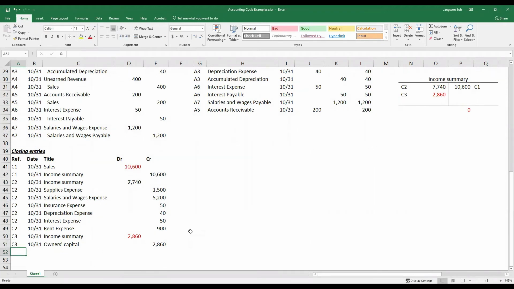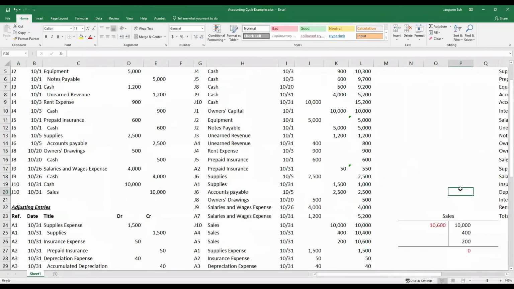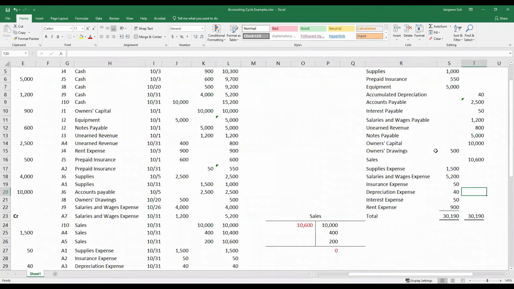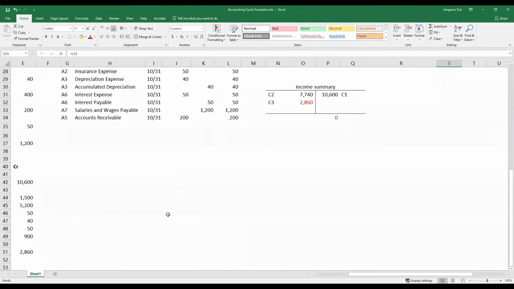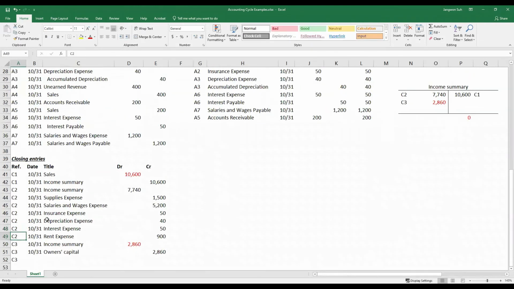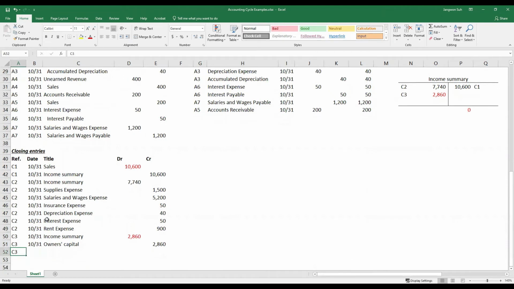But this is not the end of the closing entries. We need to close what? We need to close owner's drawing, the last piece, right? Where is its normal balance? Debit. Therefore, to zero it out, you need to credit owner's drawing 500. Owner's drawings 500. Credit.